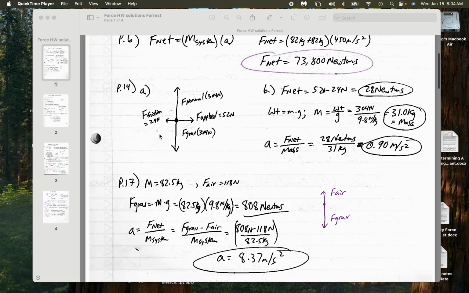So I drew the free body diagram out here. The net force is simply the difference between the applied and the friction forces because the vertical forces are balanced.